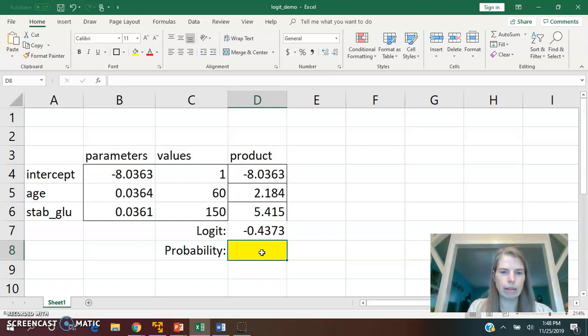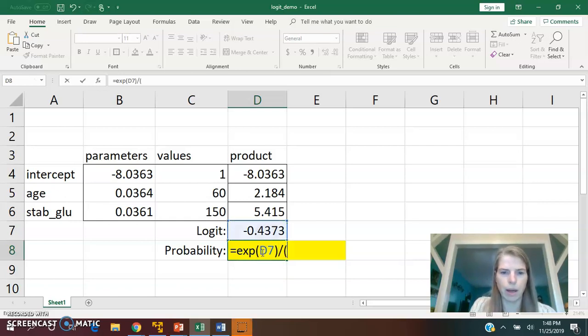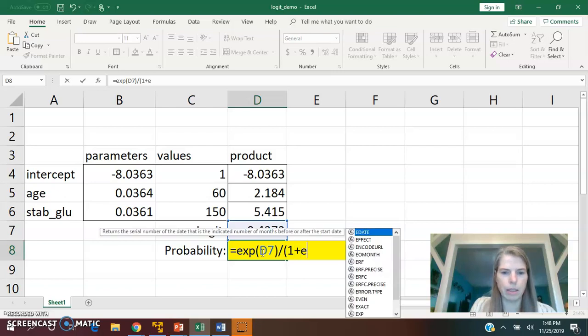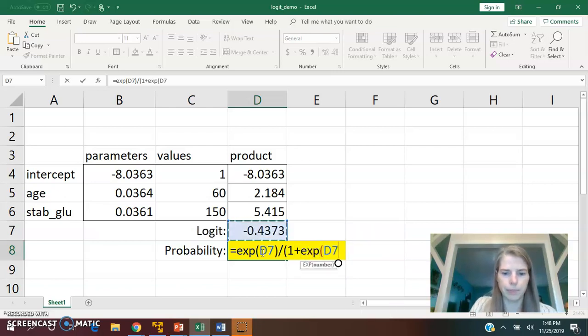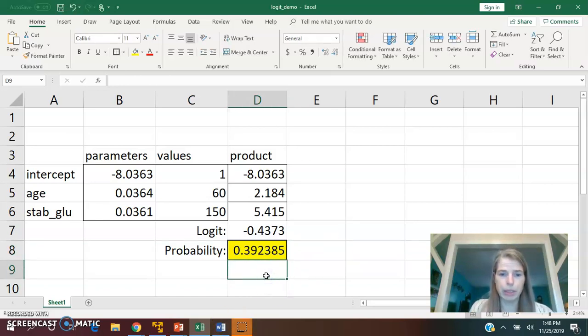In Excel, E is EXP. So we will exponentiate our logit, and then we will divide by 1 plus e to the logit. And that gives us a probability. So this person who is 60 years old and has a stabilized glucose level of 150 has a 39% chance of being diagnosed with diabetes.